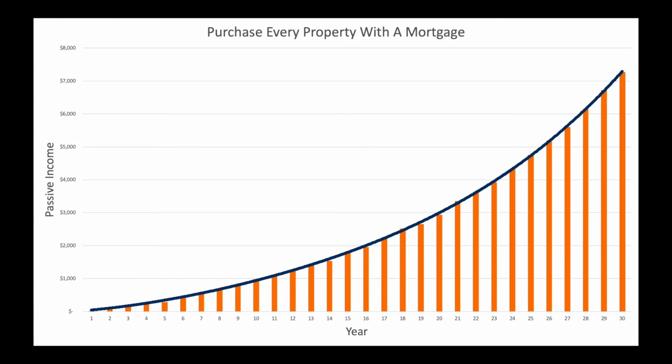This graph shows the passive income that we get from our properties at the end of each year. So you can see at year 1, we have $0 that we get, and then each year it increases and increases up until we get our $7,280 per month by the end of year 30.